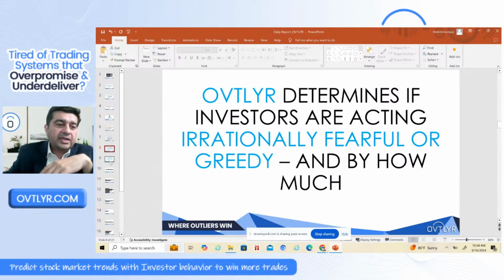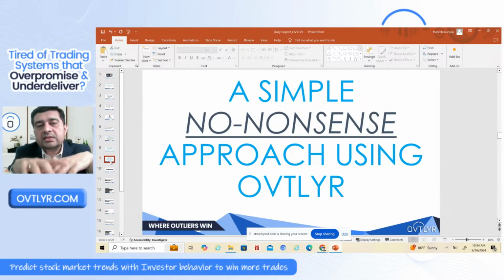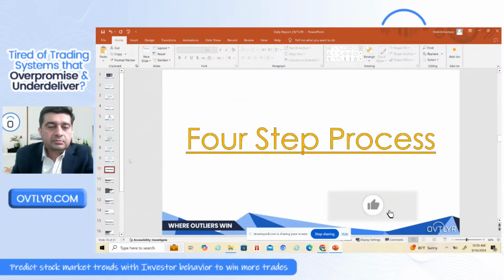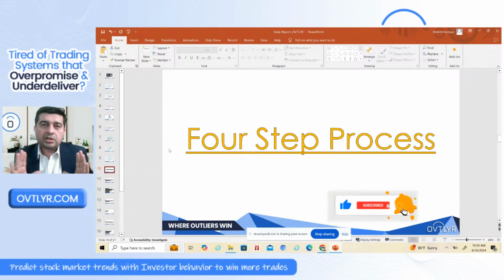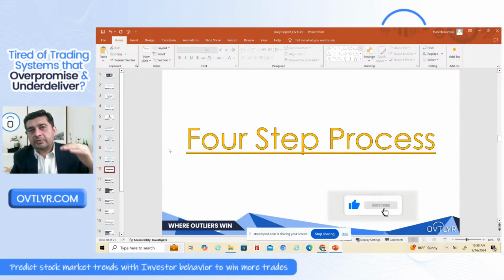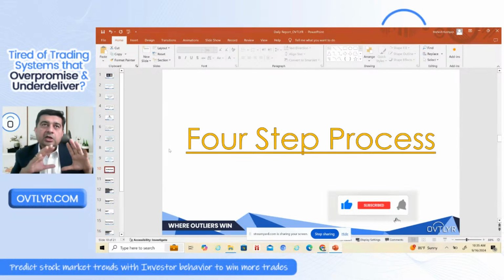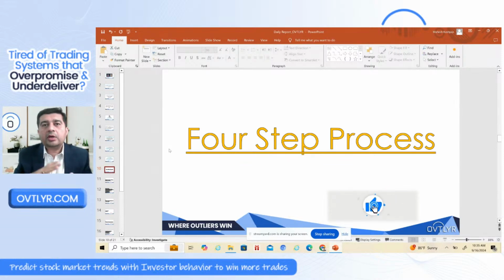My goal for today's session is to show you a simple, literally no-nonsense approach to using Outlier. I have divided my trading approach into this four-step process that I'm going to explain to you. I'm not going to give you a rundown of PowerPoint slides. For each of these four steps, I'm going to pull up the Outlier dashboard and some of the other tools I look at to make a decision. So let's get started.